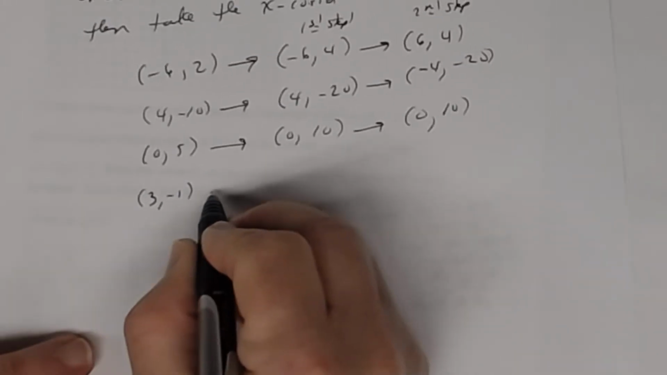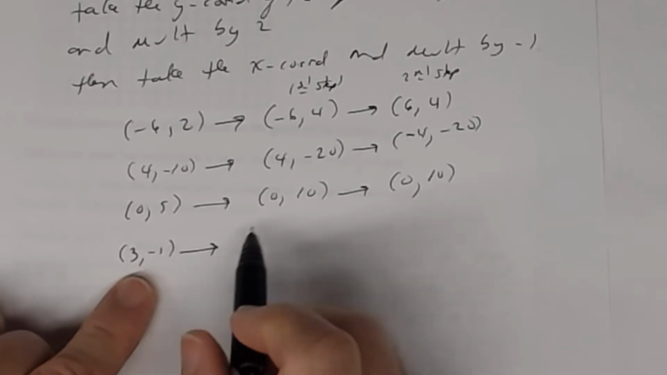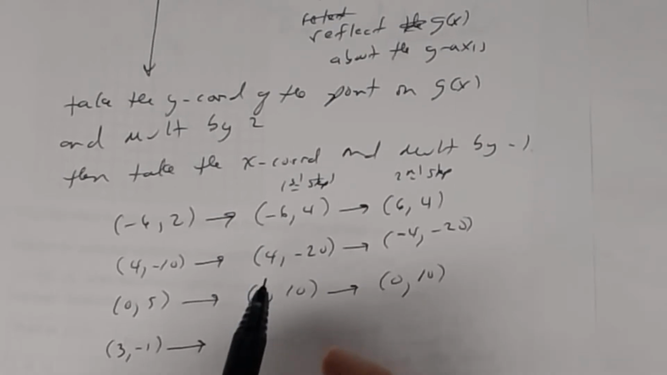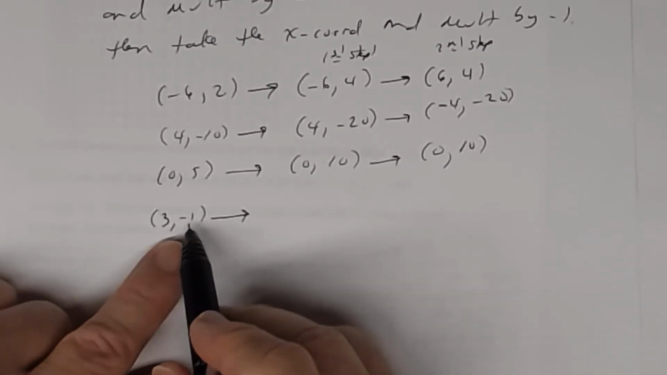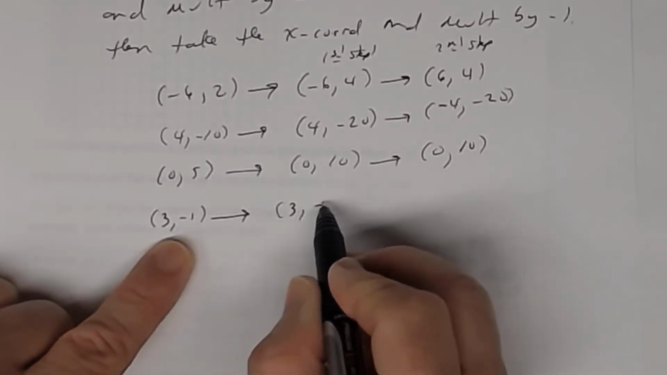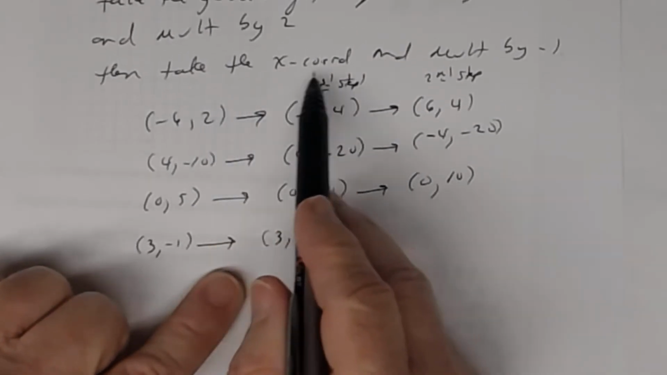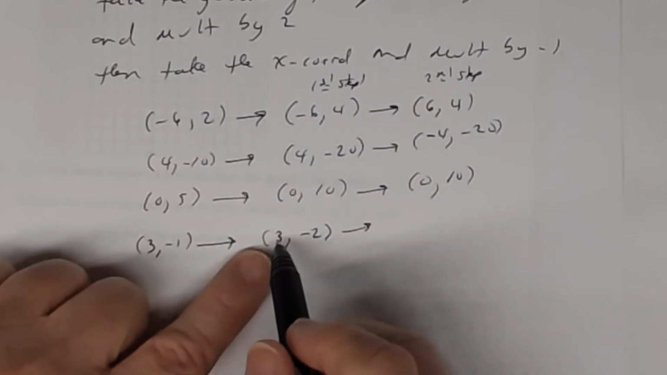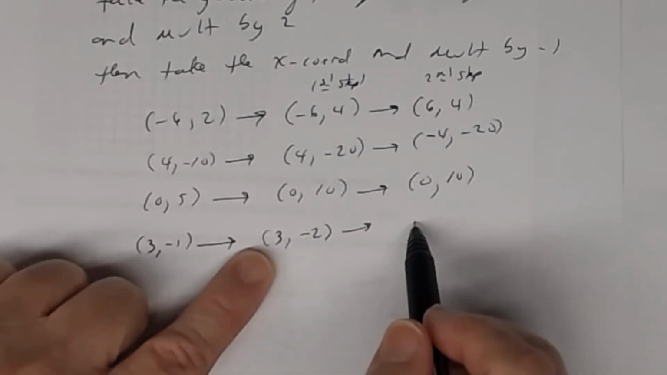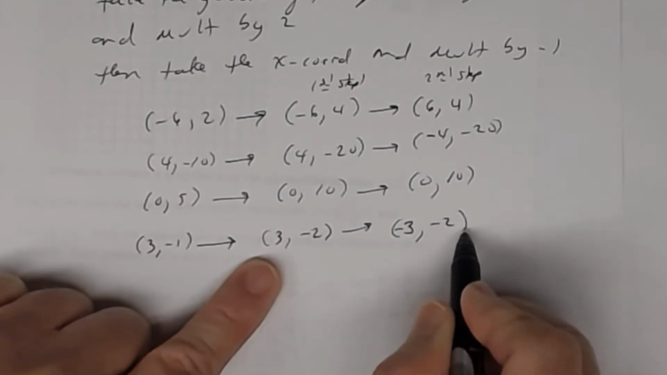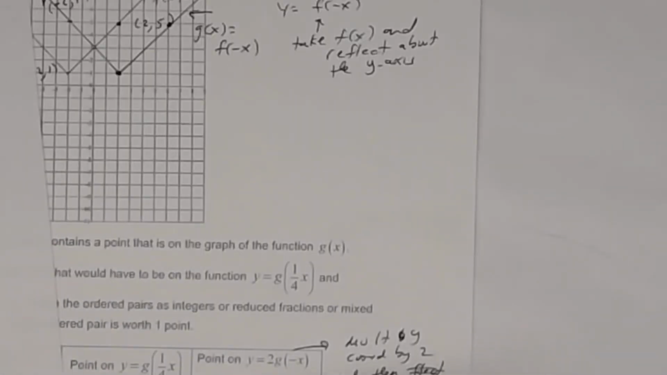And then 3, negative 1, do the same thing. The first step is to multiply the y value by 2. The y value is negative 1, and negative 1 times 2 is negative 2. Then this says take the x-coordinate and multiply by negative 1. So the x-coordinate here and the x-coordinate here have to be opposites. So 3 times negative 1 is negative 3, and then negative 2. All right, so that becomes the point negative 3, negative 2.